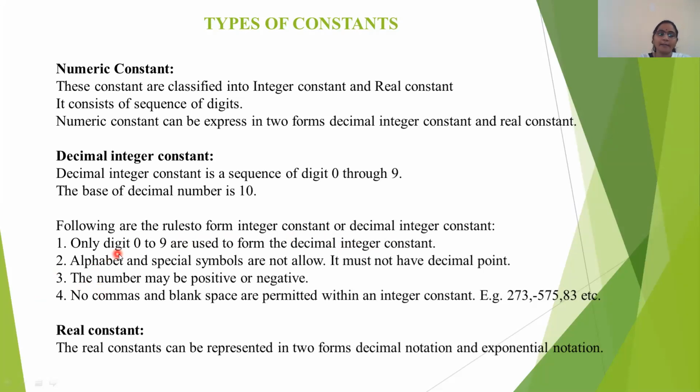So the first rule is that only digits 0 to 9 are used to form the decimal integer constant. As I already told you, decimal means 10. The base is 10, and that's why only the digits from 0 to 9 are permitted under the decimal integer constant. Alphabets and special symbols are not allowed. Of course, as it is in the category of numeric constant, alphabets and special symbols are not permitted. It must not have a decimal point. Again, this is an important point that you should remember. As it is the integer constant, it does not contain the fractional part. It does not consist of the decimal point.